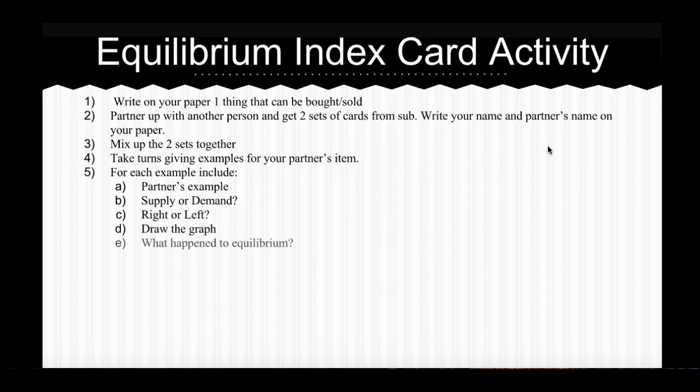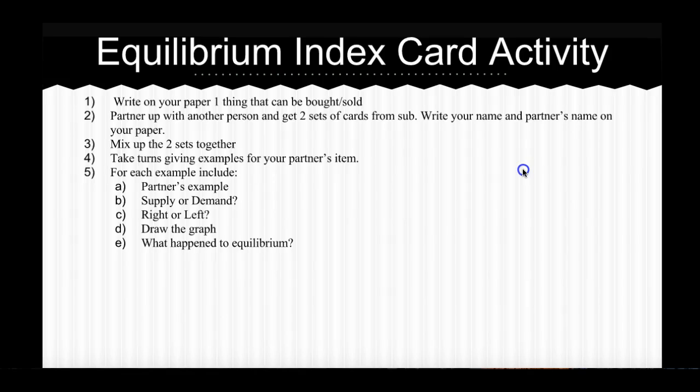And then lastly, you have to tell me what happens to equilibrium. Remember, you cannot tell me equilibrium goes up or equilibrium goes down. That is incomplete. Equilibrium has two parts, price and quantity. You need to tell me what happens to both of them because they don't always go in the same direction. Right? And then once you are done, you and your partner should have 6 examples each. This is different than when we did it with demand and supply. I want you to have 6 examples, not 5.